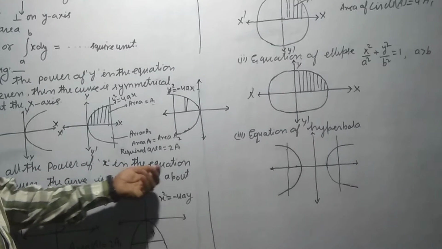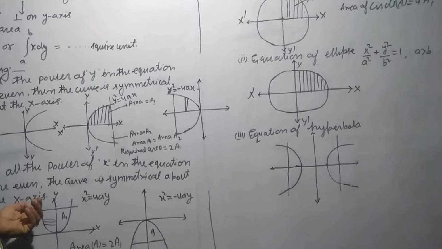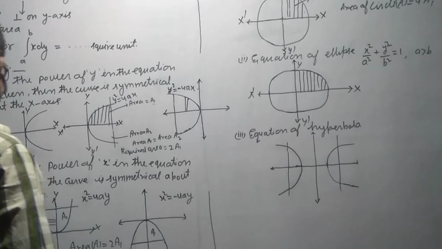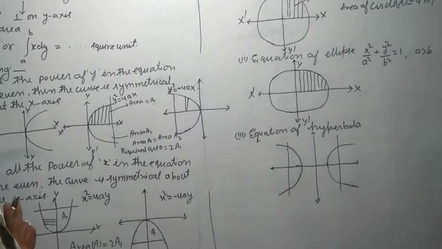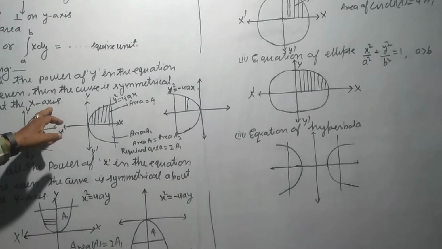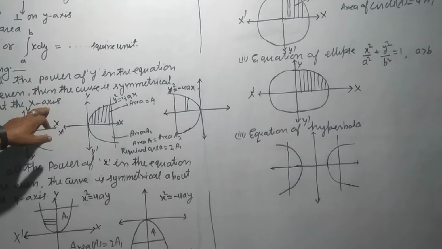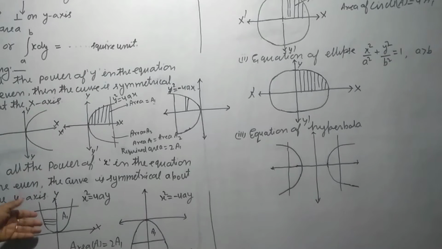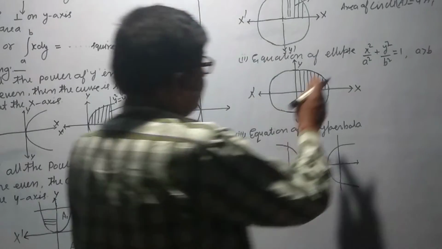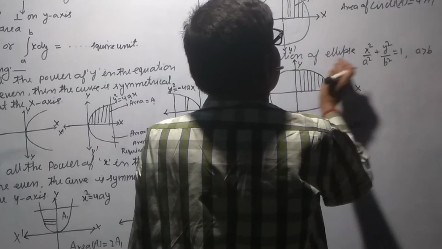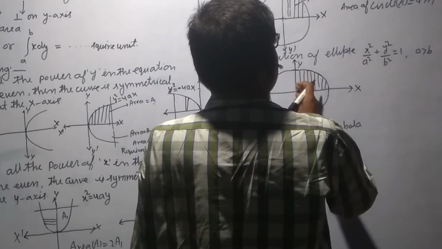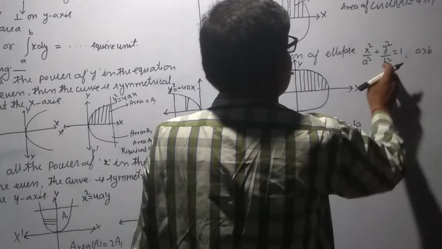If all the powers of x in the equation are even, the curve is symmetrical about the y-axis. And in this case, if any power of y is even, there is symmetry about the x-axis. If x is even, symmetry about the y-axis, and if y is even, symmetry about the x-axis.